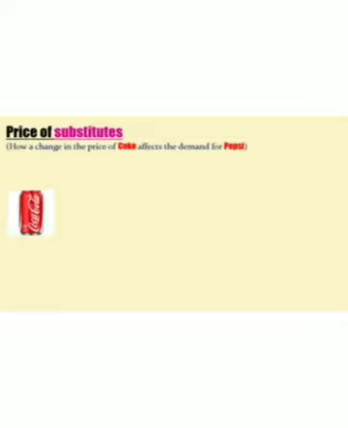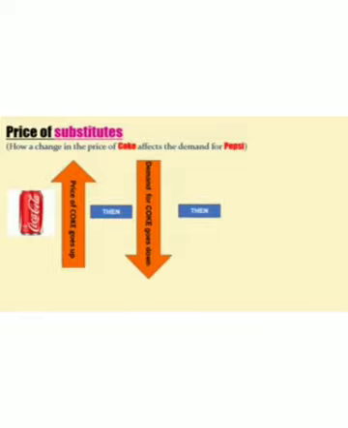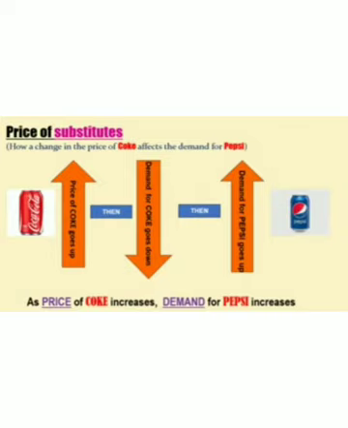Let us now discuss how change in price of substitute goods affect the demand for a commodity. Here we will see how change in price of Coke affects the demand for Pepsi. We are assuming that price of Pepsi remains constant, only price of Coke is changing. When price of Coke goes up, then demand for Coke goes down. As a result, demand for Pepsi will go up. Therefore, we can say as price of Coke increases, demand for Pepsi also increases.